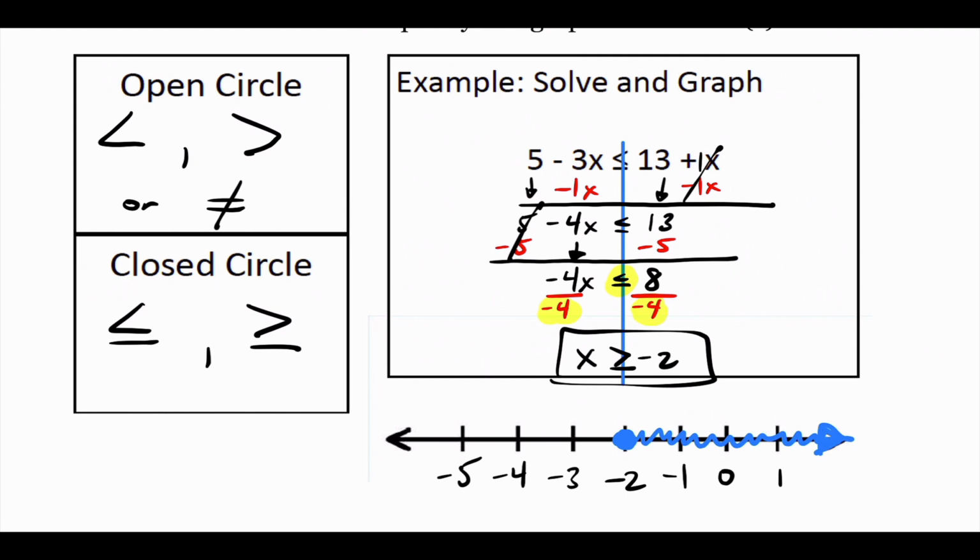Okay. X is the number. We don't know what number it is, but that number is bigger than -2. Bigger than or equal to. So it could be -2. That's why I use a closed dot. Or bigger.